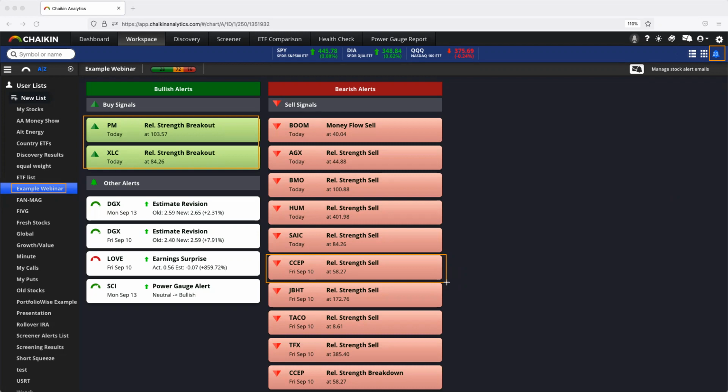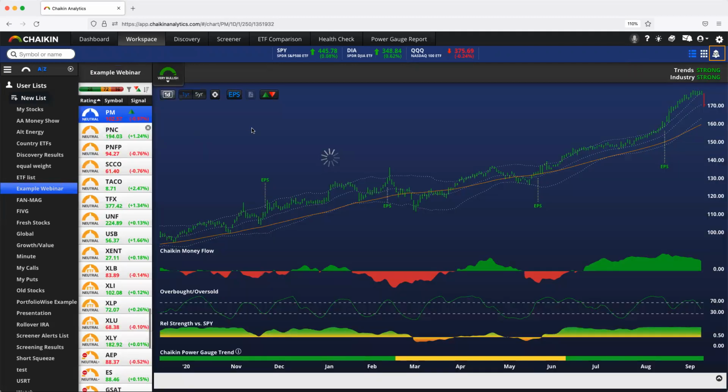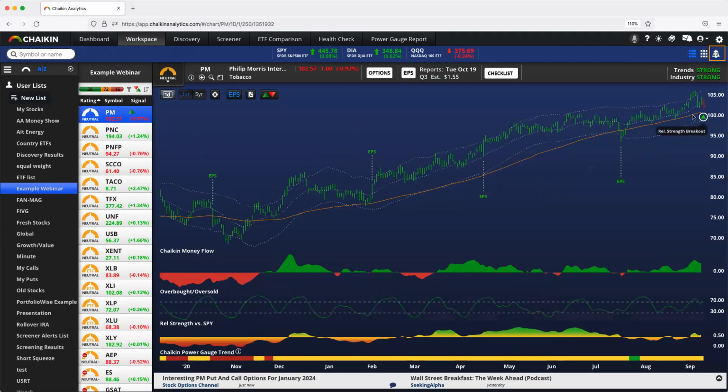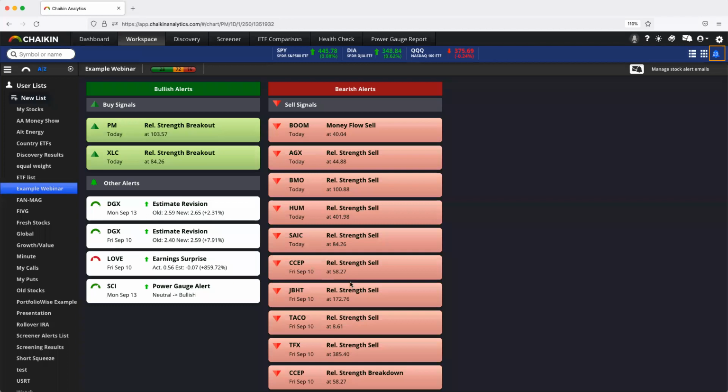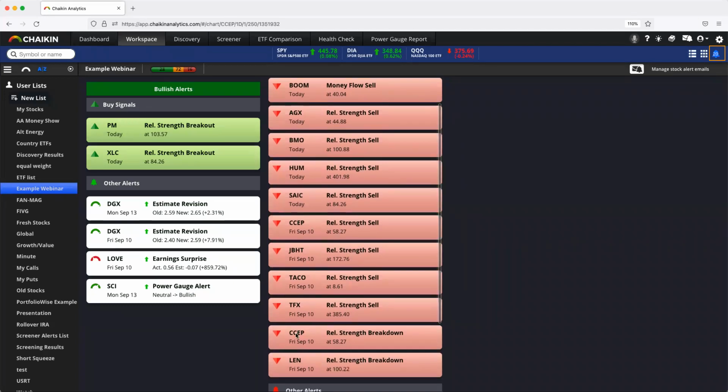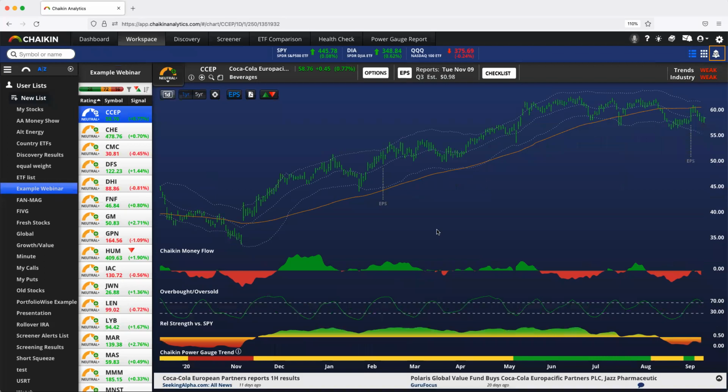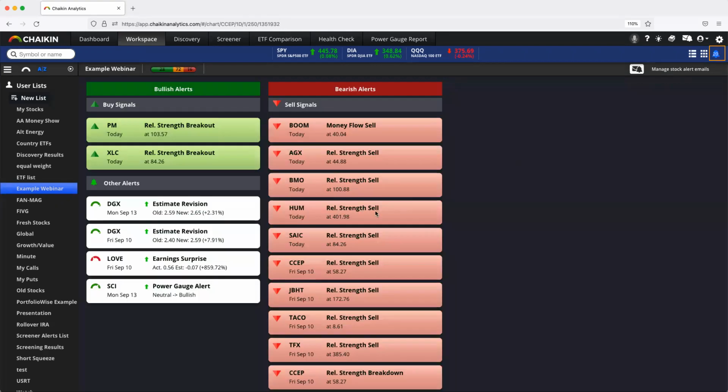When you look at a chart and you see, does it have a buy or sell signal today? We only show you the signals triggered for today. If I double click PM, this is going to take me to PM's chart, and we can see that we have a buy signal, relative strength breakout signal for PM. However, if I were to double click CCEP here, we are not going to see its sell signal because it was not triggered for today. It was triggered for Friday. Just keep that in mind, but we're giving you that information, right? A signal triggered a couple days ago could still certainly be very useful and valid.